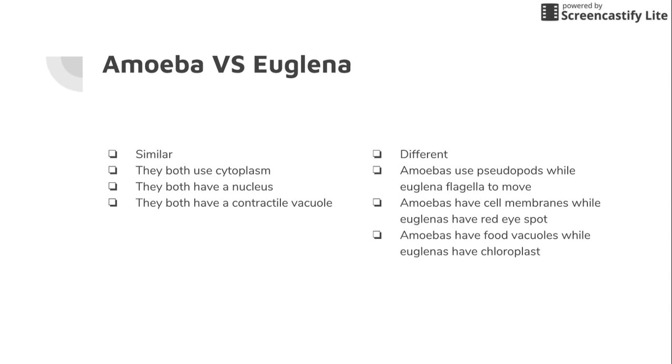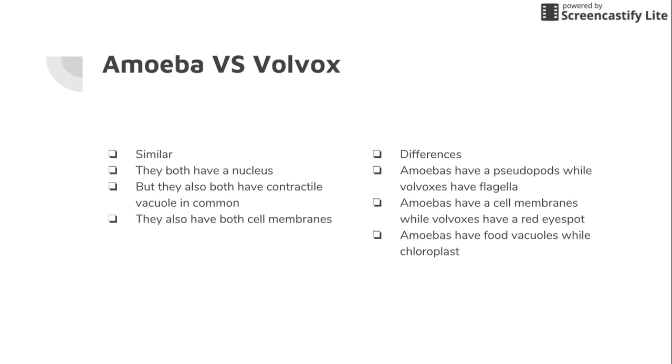Amoeba versus euglena. Amoebas and euglenas both have cytoplasm, nucleus, and they both have a contractile vacuole. Amoebas are different than euglena because they use pseudopods, while euglena use flagellum to move. Amoebas have cell membranes, while euglenas have red eye spots. Amoebas have food vacuoles, while euglenas have chloroplasts.